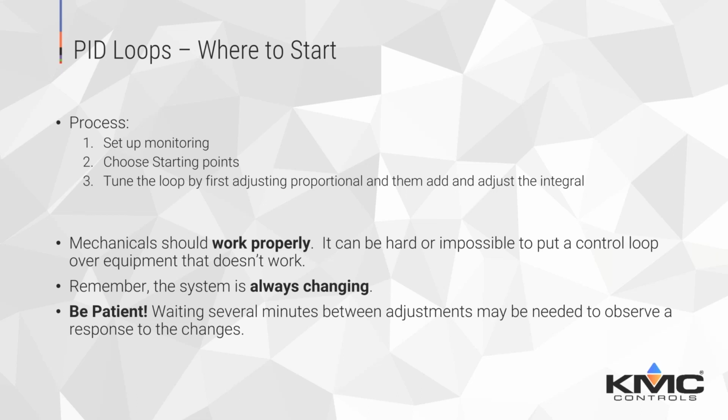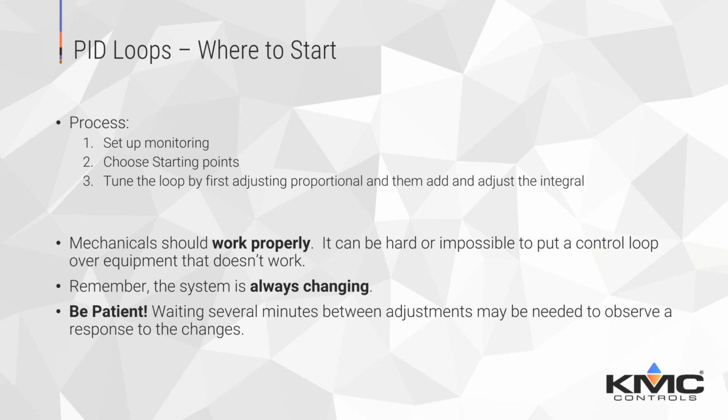The second thing, after I'm set up to monitor, we want to choose some starting points with our proportional and integral constants. And then after that, we're going to tune the loop by first adjusting proportional. And if needed, we're going to add a little bit of integral. Again, every time I make an adjustment, step 3 kind of starts over. I want to make an adjustment, observe a behavior, and then repeat until I get the response that I want.